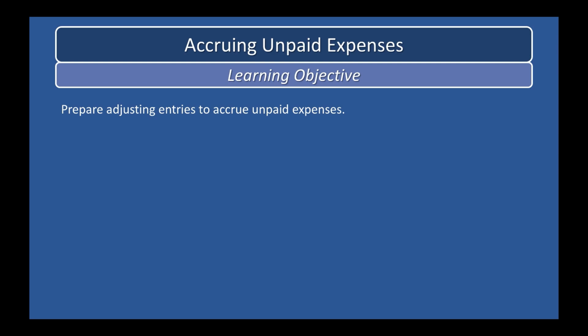Accruing unpaid expenses. This segment's learning objective is to prepare adjusting entries to accrue unpaid expenses. Some expenses accumulate or accrue in the current period but are not paid until a future period.